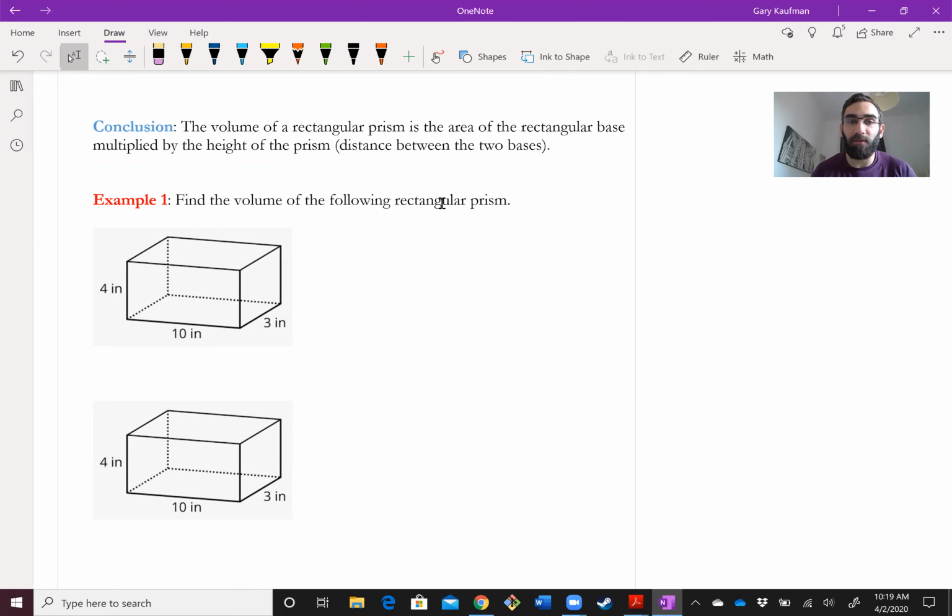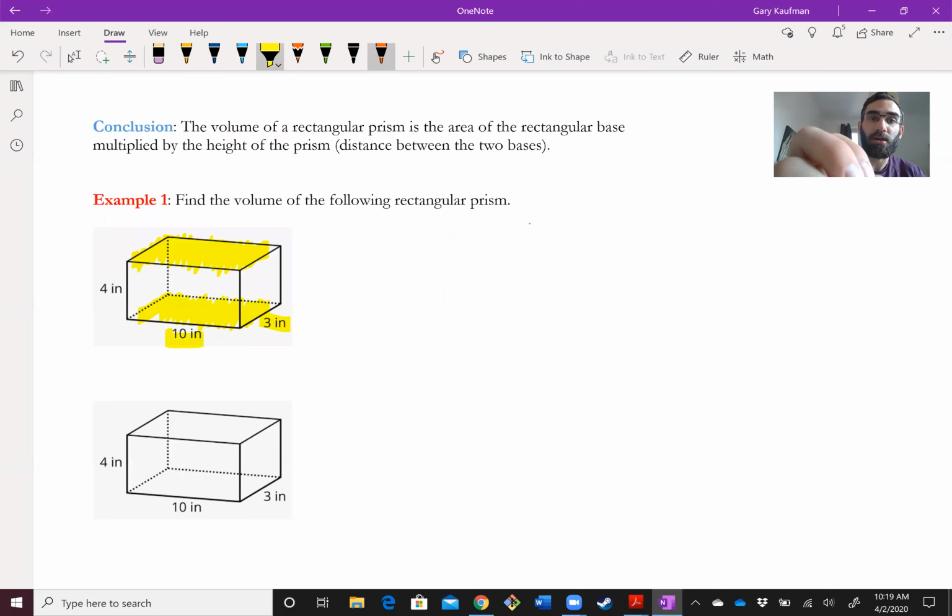Find the volume of the following rectangular prism. Now, it's the same prism twice because what's cool about a rectangular prism is since all the sides are rectangles, you can decide what the base is. So for example, maybe I decide that the base of this rectangle is this. There is the equivalent one on top. And so I'm taking a look at the dimensions of that base, and it's 10 inches by 3 inches.